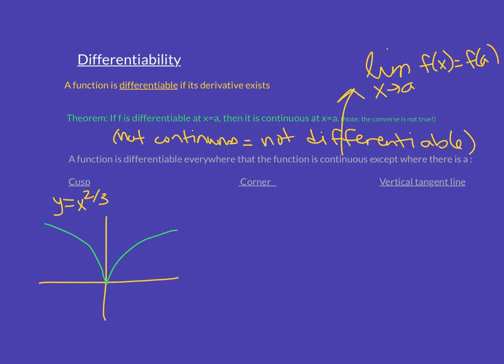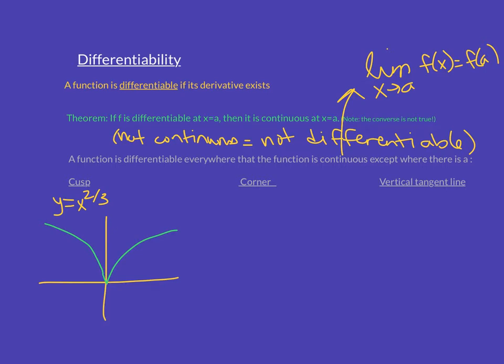But it has a cusp at 0, 0. That's what that little weird thing where it goes down like a negative square root function and then up like a regular square root function is the only way I could think of to describe it. That one is continuous, but you can't actually take the derivative of that.